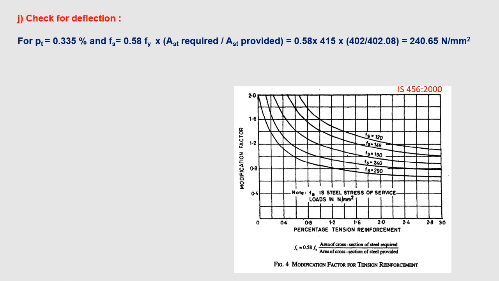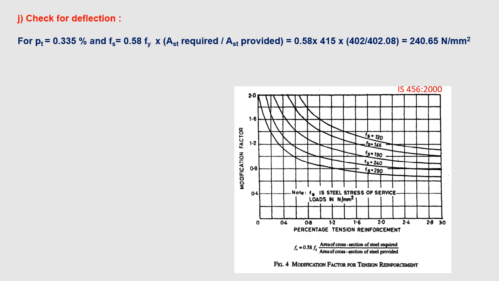Then we will consider the percentage of reinforcement at midspan. In our case, it is 0.335%, and Fs equal to 0.58 Fy into Ast required divided by Ast provided, which is equal to 240.65 Newton per millimeter square.